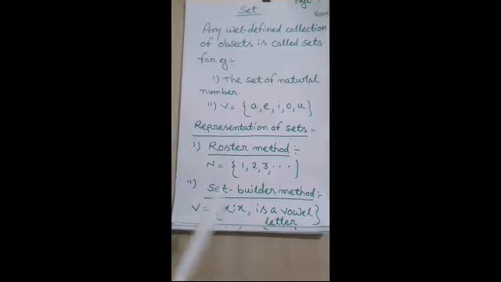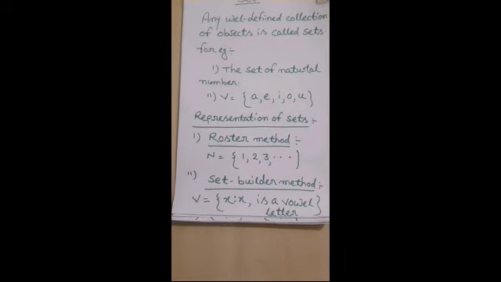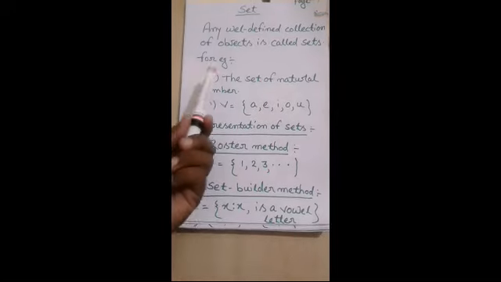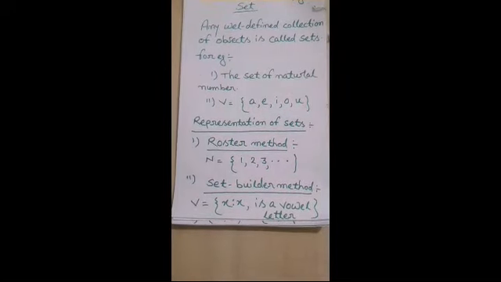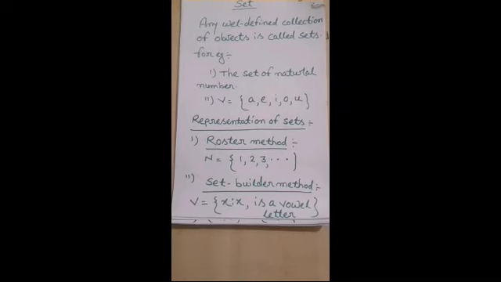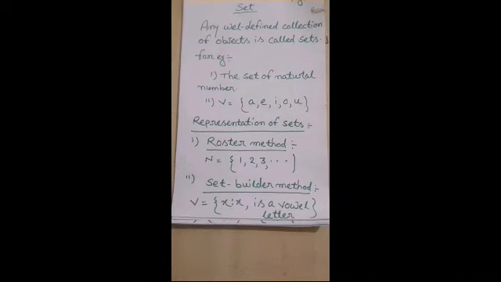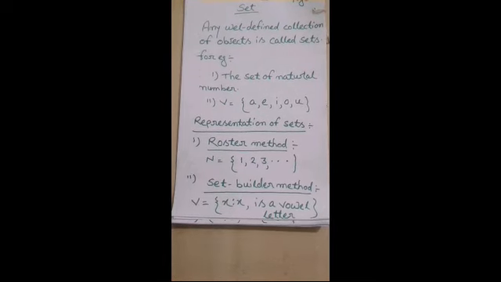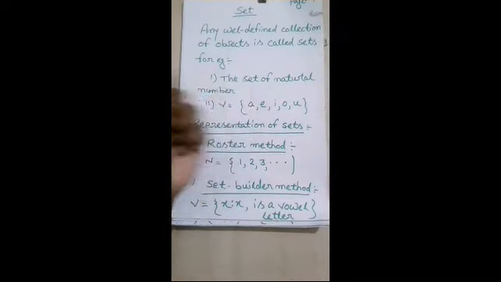Well defined means if I give an example, you will be able to write its elements, then it is well defined. For example, the set of natural numbers. When we say set of natural numbers, it comes to our mind that 1, 2, 3, 4 and so on are natural numbers. So we understand what the elements are. That is well defined, so we can say that this is a set.